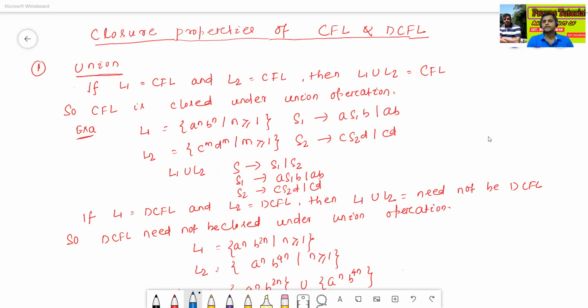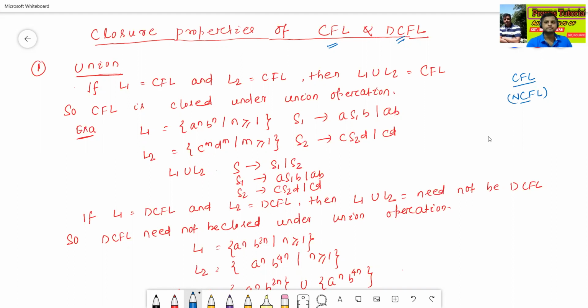In today's class, we will discuss the closure properties of CFL and DCFL languages. What is the meaning of CFL? CFL means context-free language, and DCFL means deterministic context-free language. CFL is also called NCFL, which means non-deterministic context-free language.